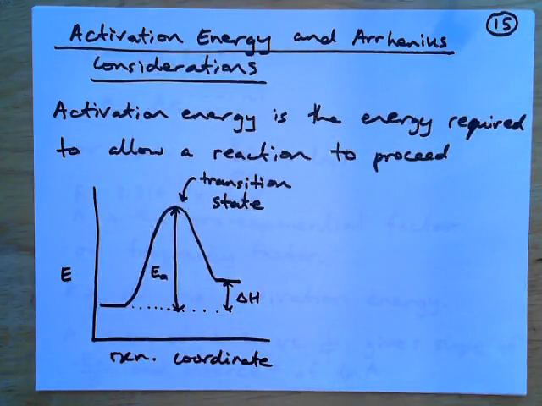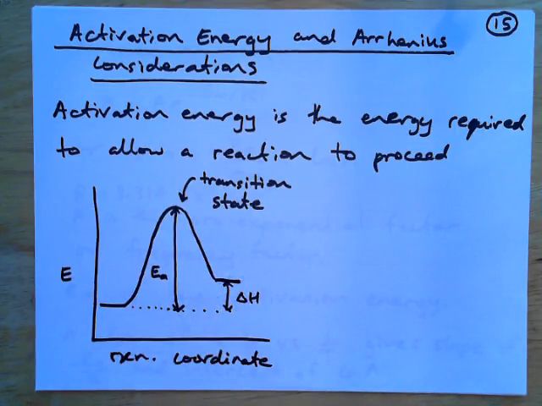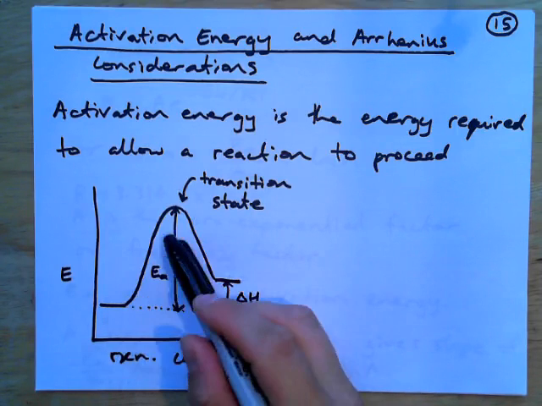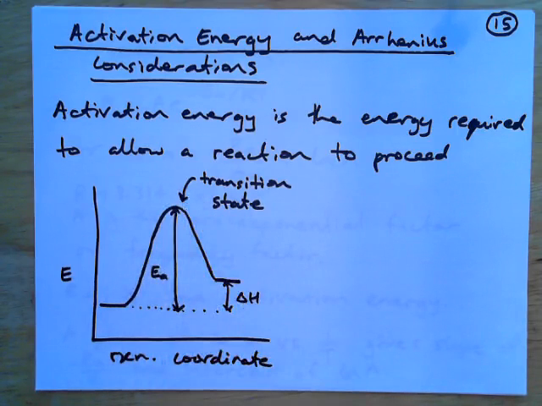So, activation energy and Arrhenius considerations. Activation energy is the energy required to allow a reaction to proceed. If you remember from previous discussions, we looked at graphs like this. We have reactants and products, and delta H is the change in the enthalpy between the products and the reactants. Now, the activation energy is the hump. That's the amount of energy required to push a reaction into its transition state. And so you need that minimum amount of energy if a reaction is going to proceed.